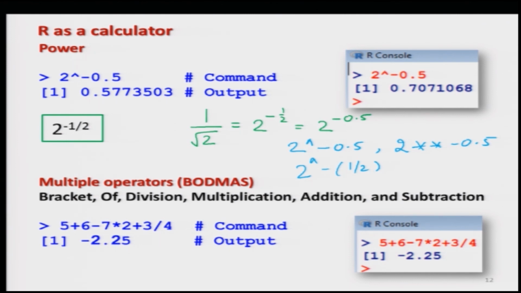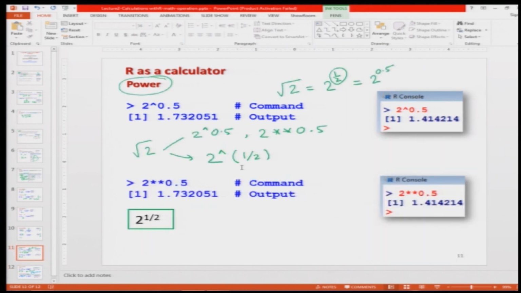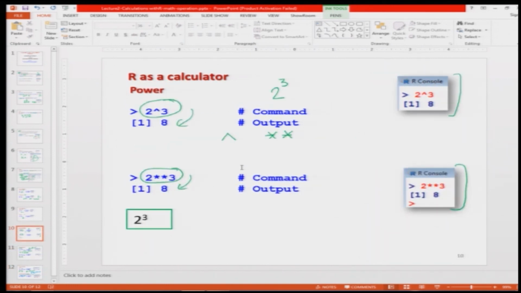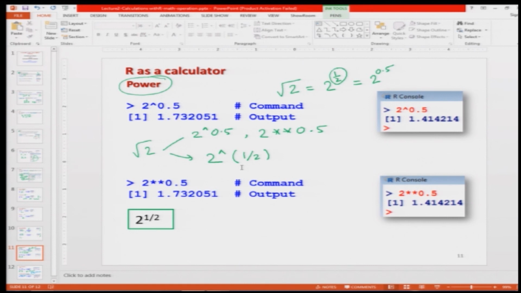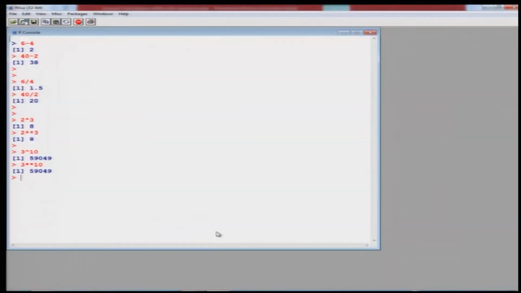And in case you have multiple operators, like plus sign, minus sign, multiplication sign, division sign, everything in one command, then the rule is very simple. R also follows the rule of BODMAS, that is bracket, division, multiplication, addition and subtraction. That is the same as what you have learnt right from your childhood. So let me try to show you all these things, the power operators and this BODMAS rule. Okay, let me come to this.